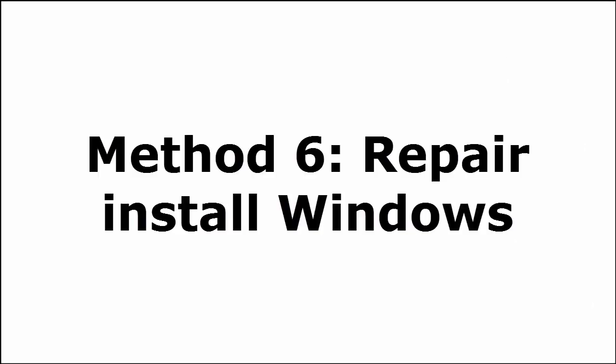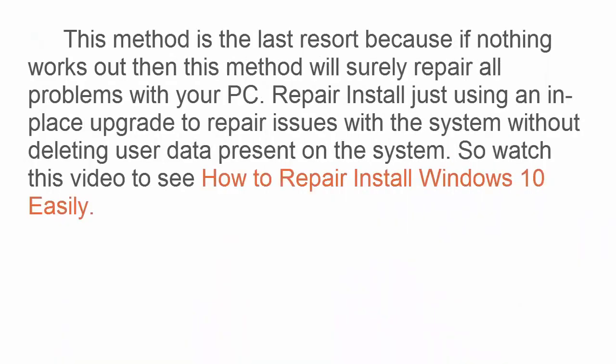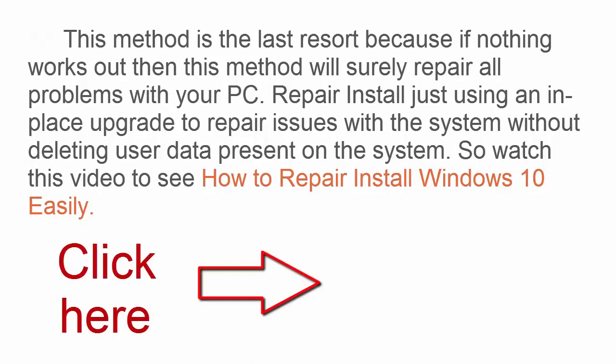Method 6, repair install Windows. This method is the last resort, because if nothing works out, then this method will surely repair all problems with your PC. Repair install is just using an in-place upgrade to repair issues with the system without deleting user data present on your system. So follow the video which I have given in the description, or it is also given in the video as well. Just click on it and it will guide you to the video on how to repair install Windows 10 easily. Watch the video, follow the methods shown in that video, and it will definitely fix your problem.